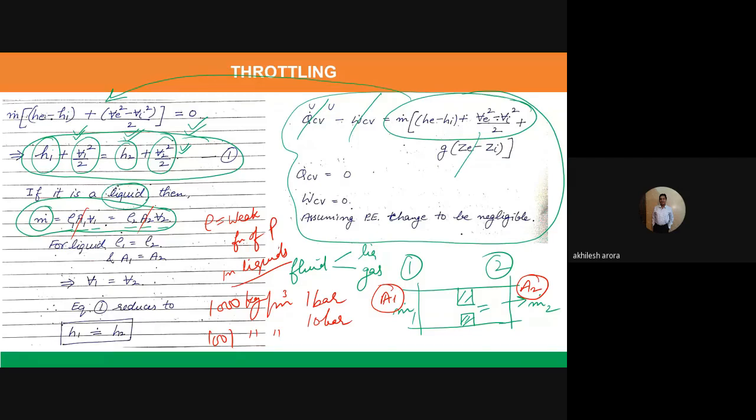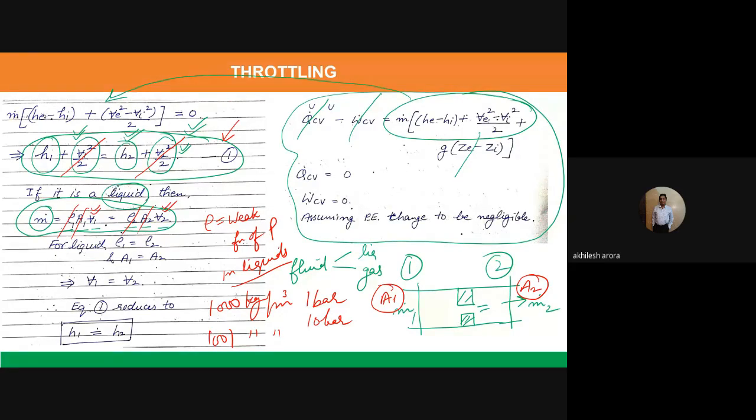So what am I left with? I am left with V1 equal to V2. So when V1 is equal to V2, if you see this particular equation, then the kinetic energy term will also cancel out because V1 is equal to V2. So I am left with only H1 equal to H2.